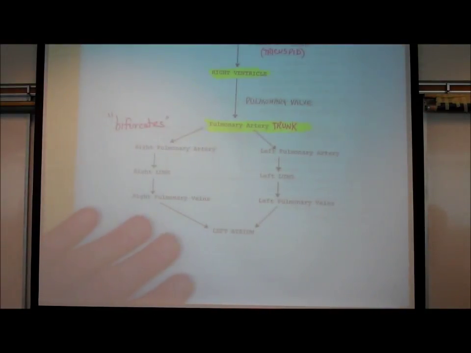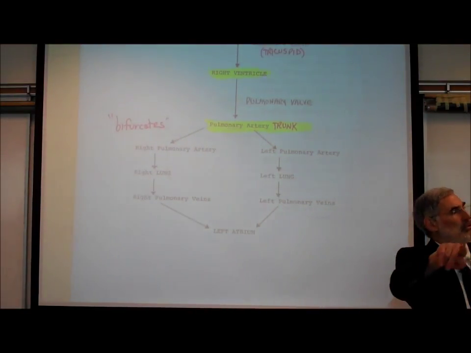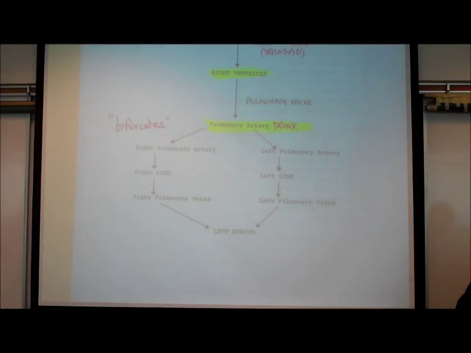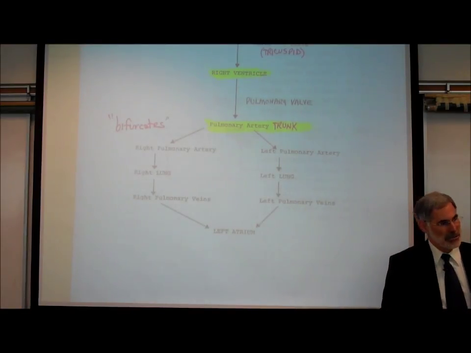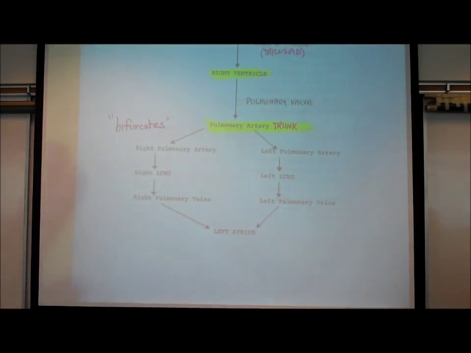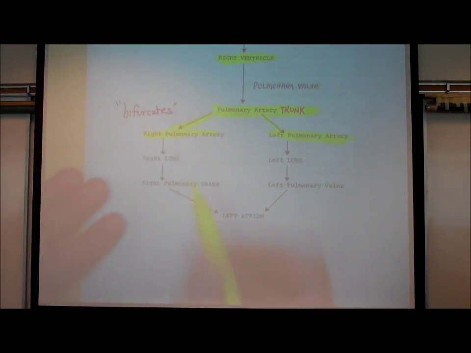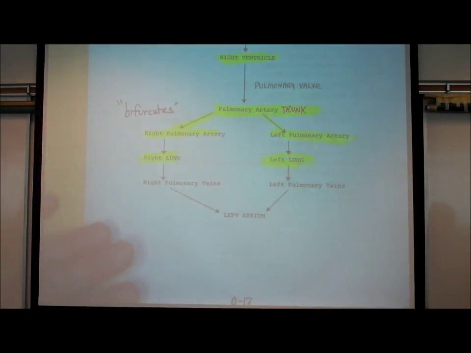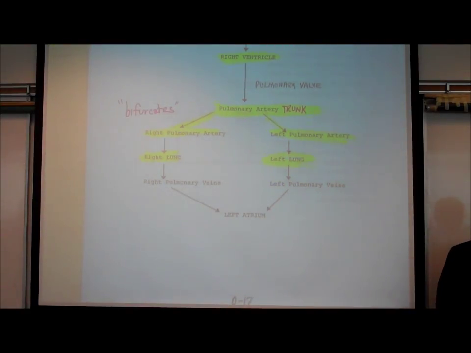Bifurcates. Bifurcate means to divide into 2. Right? A bicycle has how many wheels? 2. Bifurcate means to divide into 2. So the pulmonary artery trunk bifurcates into a right pulmonary artery and a left pulmonary artery. And here's why. The right pulmonary artery carries blood to the right lung, and the left pulmonary artery carries blood to the left lung, because you have 2 lungs.